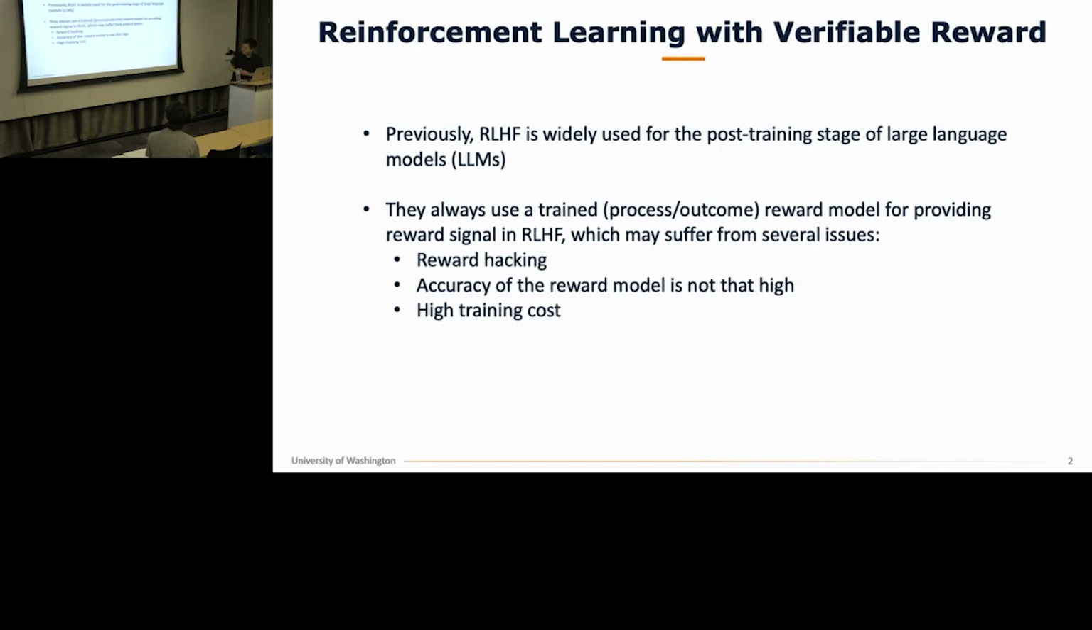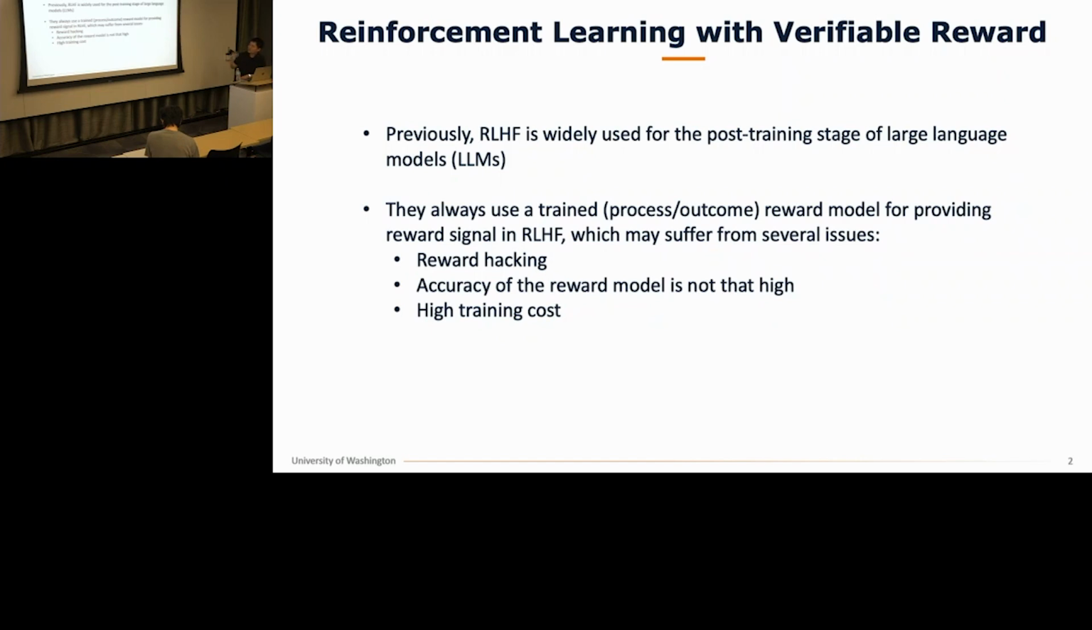I assume everyone here knows the basics about large language models. Here we are considering one step in training large language models called reinforcement learning with verifiable reward. It's in the post-training stage. In post-training, previously, or even nowadays, reinforcement learning with human feedback, RLHF for short, is very widely used. You get some human feedback as preference data, and then you tune your model to align with human preference.